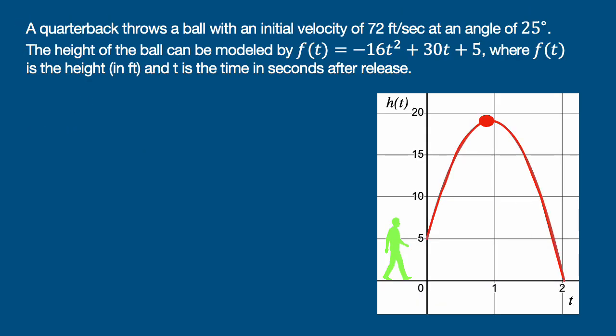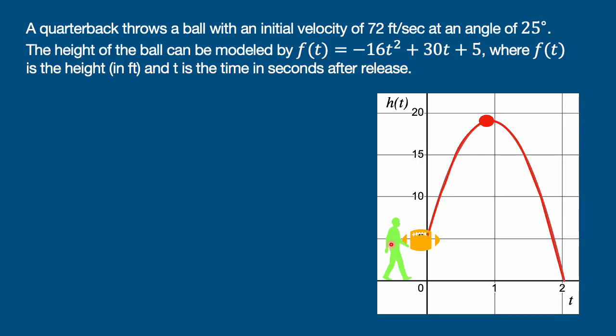Let's understand this question first. A quarterback threw the ball with an initial velocity of 72 feet per second at an angle of 25 degrees. The height of the ball can be modeled by h of t. Guys, clearly understand? t is gonna represent time. h of t is gonna be height: negative 16t squared plus 30t plus 5. That's a quadratic function.